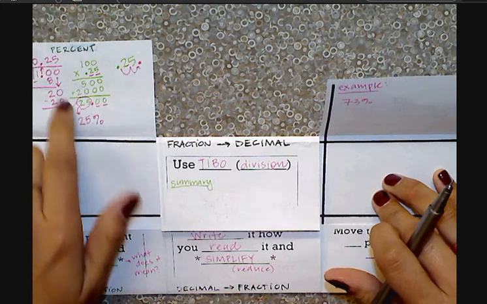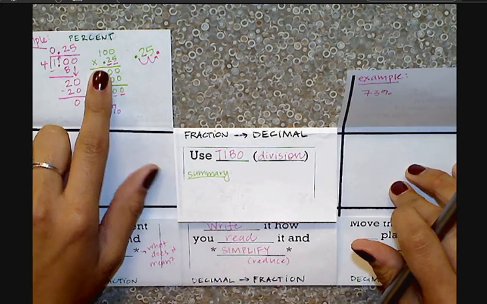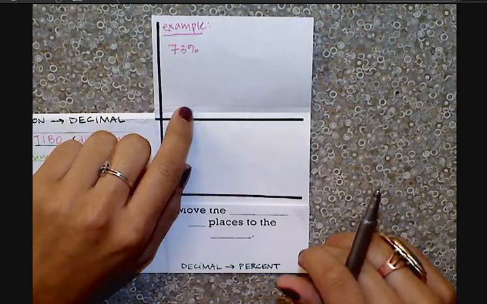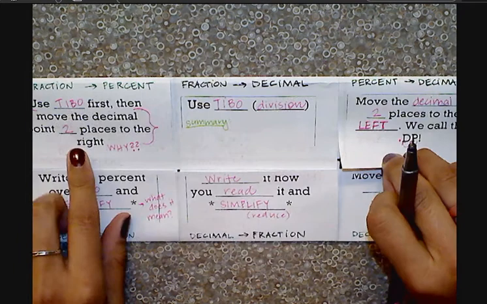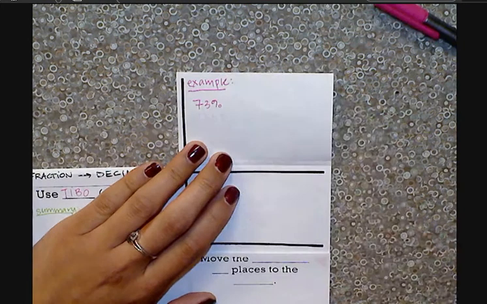Here we moved it to the right 2 times. And we multiplied by 100. So here we're dividing by 100 because we're moving it to the left. Okay? Here we moved it to the right. Here we're moving it to the left. So we divide by 100. Now let me show you what that would look like.